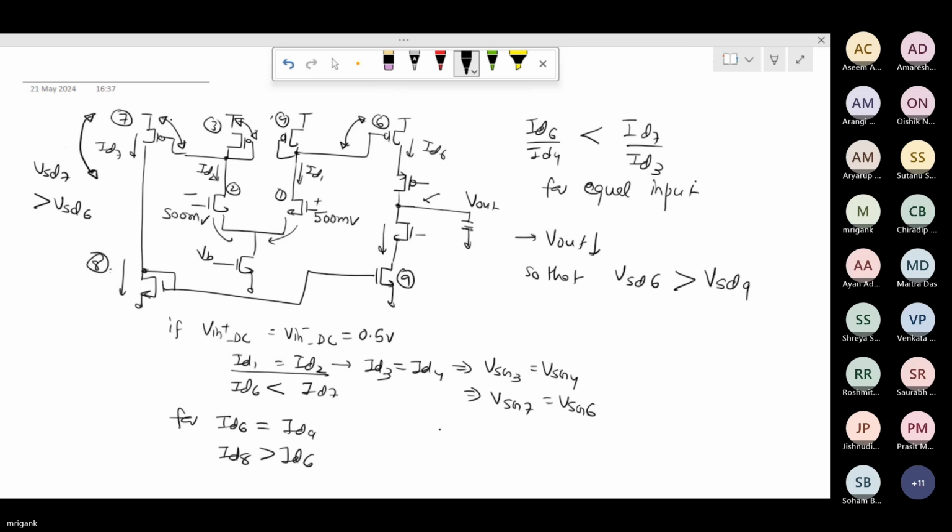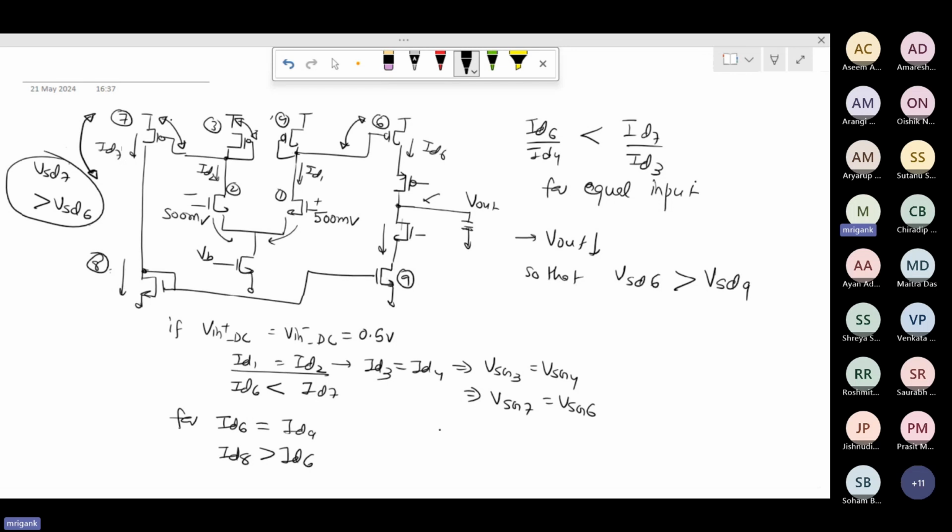But now the VSD, as I told you, the VSD of 7 is different. You can see, because M6 has 3 transistors below it, while M7 has only 1 transistor which is diode connected. So the VSD of 7, the source-drain voltage of 7, is significantly bigger than VSD6. As a result, it is going to get more current. So ID7 will be bigger than ID6, and as a result, ID8 will be bigger than ID6.